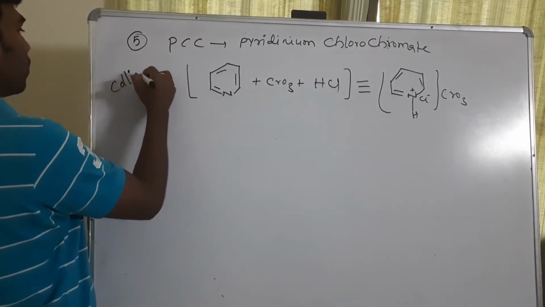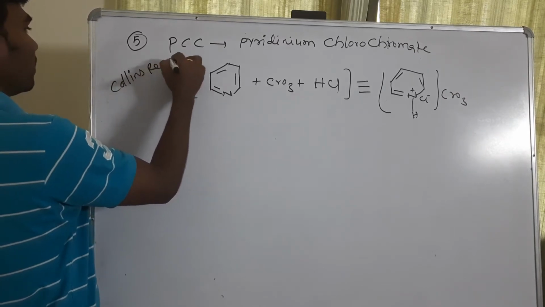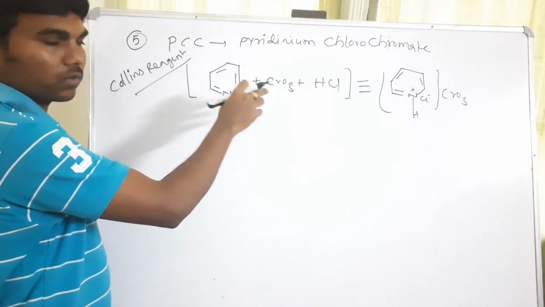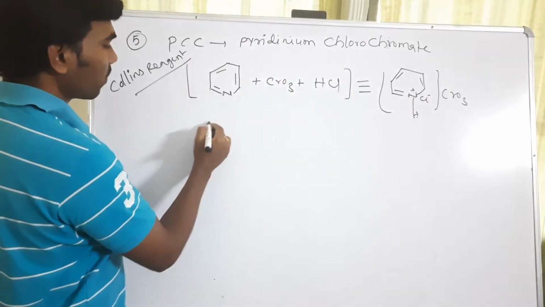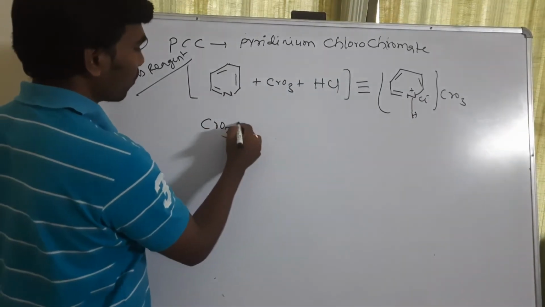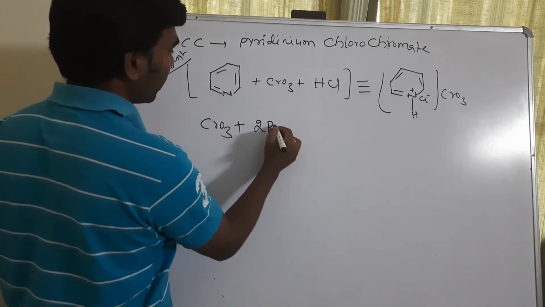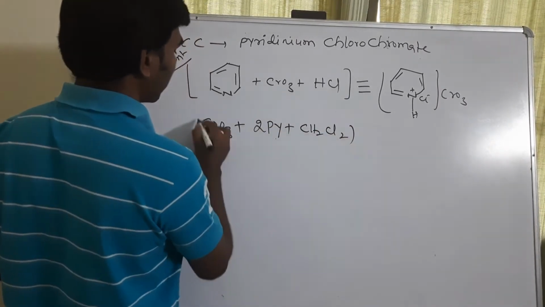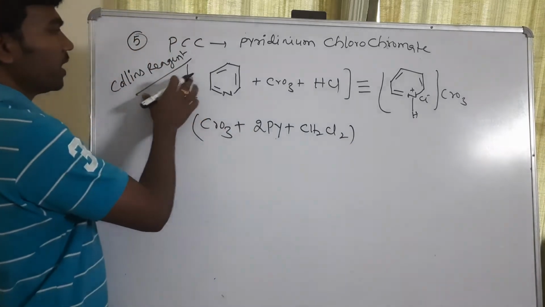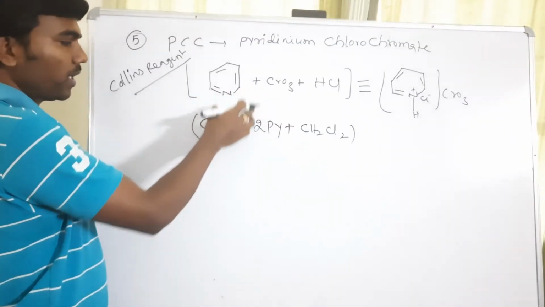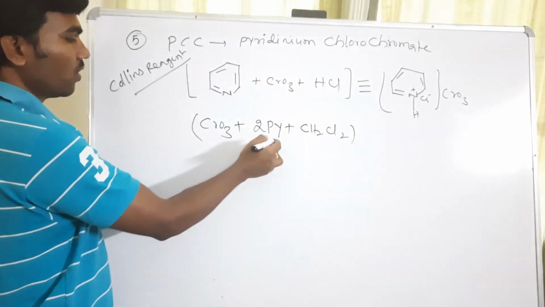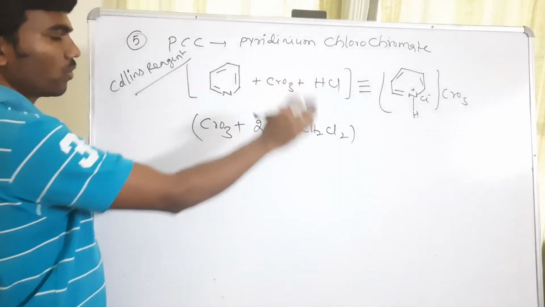One more name is there for this reagent: it is called Collins reagent, also a combination of these products. In Collins reagent we take chromium trioxide and two pyridine units, with CH2Cl2, dichloromethane, also present. Collins reagent seems to be the same, but there is a little difference between Collins reagent and PCC. This is Collins reagent, this is pyridinium chlorochromate.